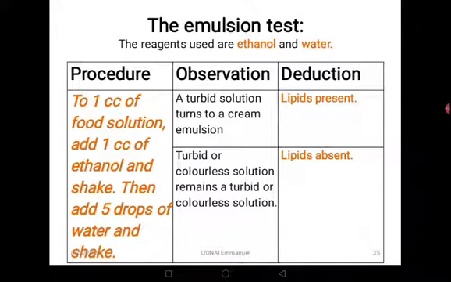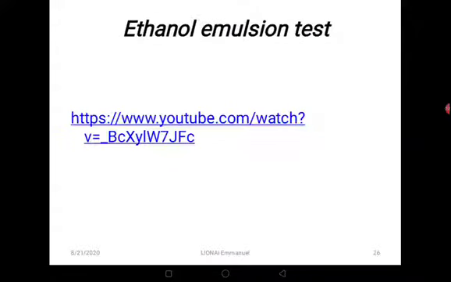So the observation is a turbid solution turns to a cream emulsion. Some people would say a milk emulsion. That's okay. So whatever you see, you write. Lipids present. So if the turbid or colorless solution remains turbid or colorless, then lipids are absent. So what you are able to see here is a creamy emulsion or a milky emulsion. That is what we call the emulsion test, or the lipid emulsion test.